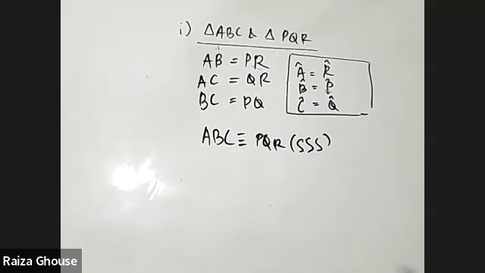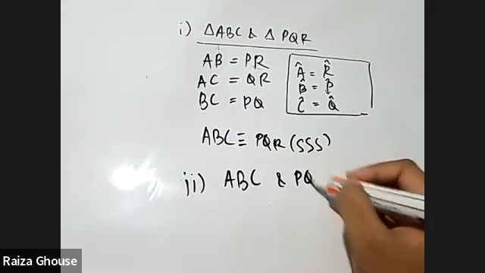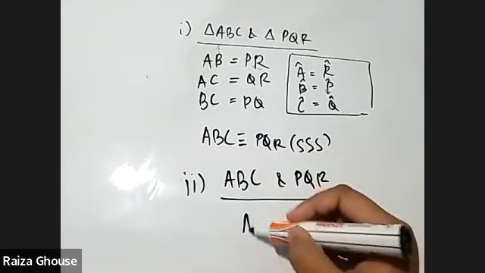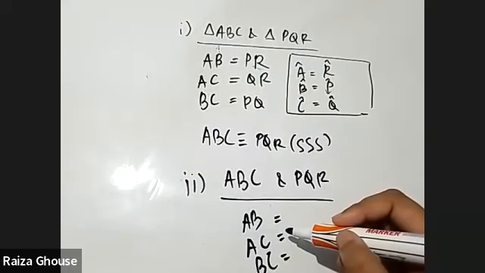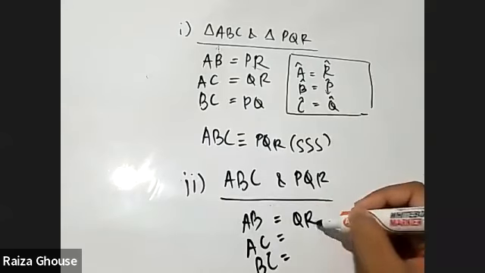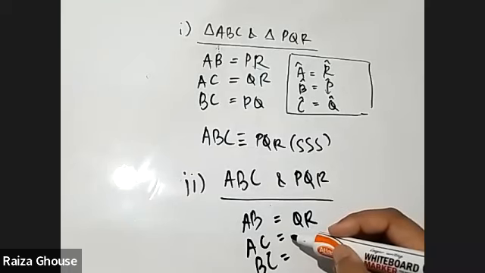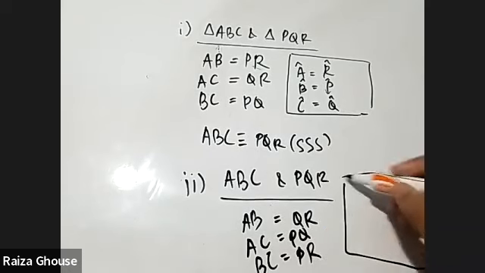Okay, second, Roman number two. There are two triangles ABC and PQR. So AB, AC, BC. AB side, they have given a single line. So in the other triangle, it is QR. And AC side is the single line. So AB is QR, AC is PQ, and the next one is PR. Corresponding elements, you can write down.